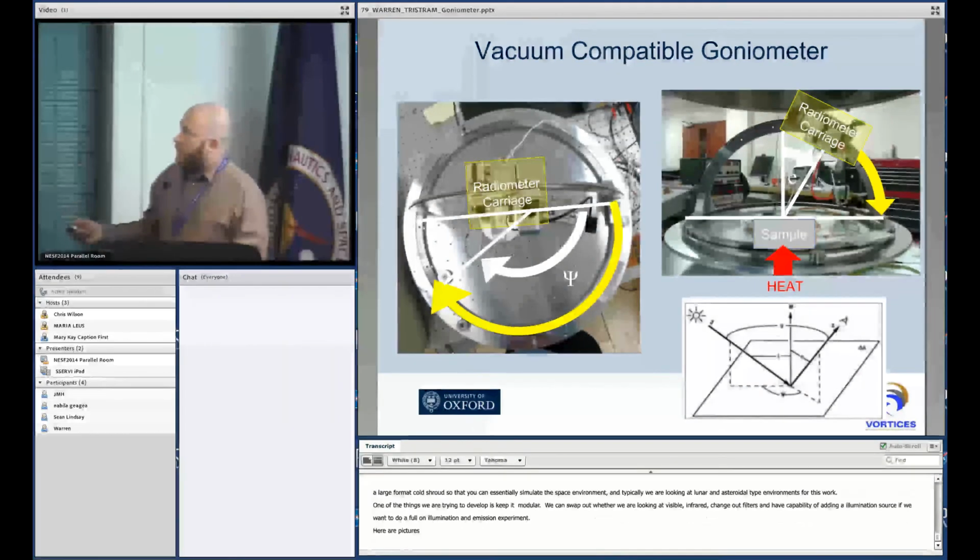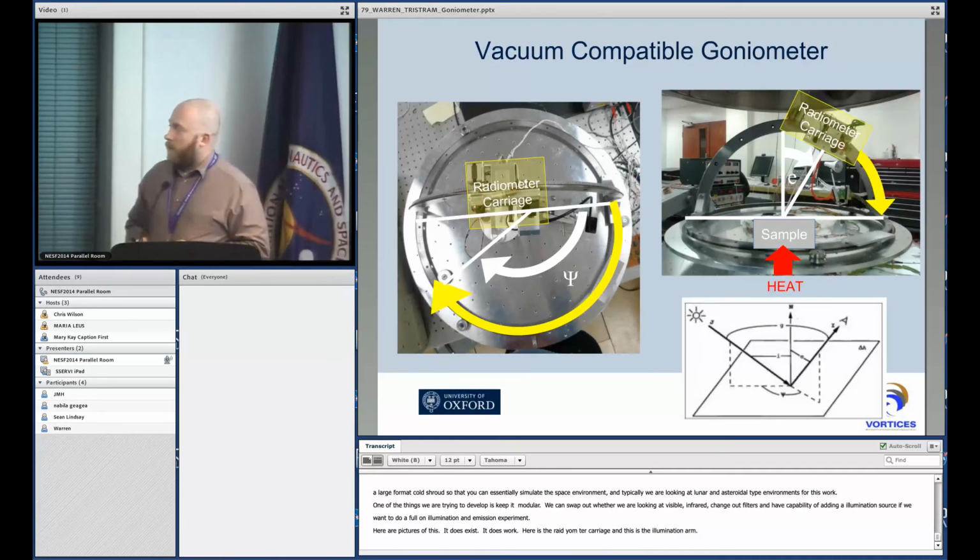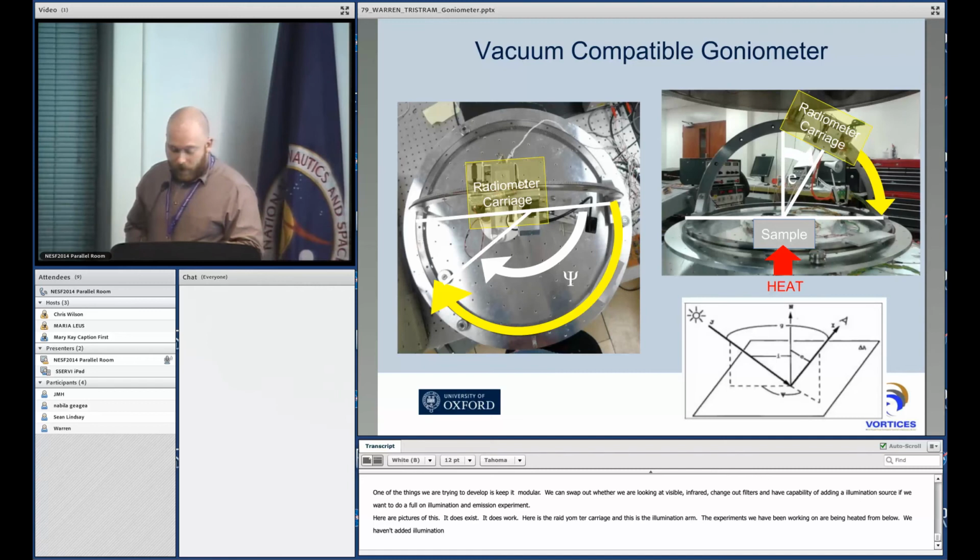It does exist. It does work. Here's the radiometer carriage, and this would be the illumination arm. And the sample for the experiments we've been working on so far is being heated from below only. We haven't added in the illumination source for doing the heating from above as well. So this really is directional emissivity.